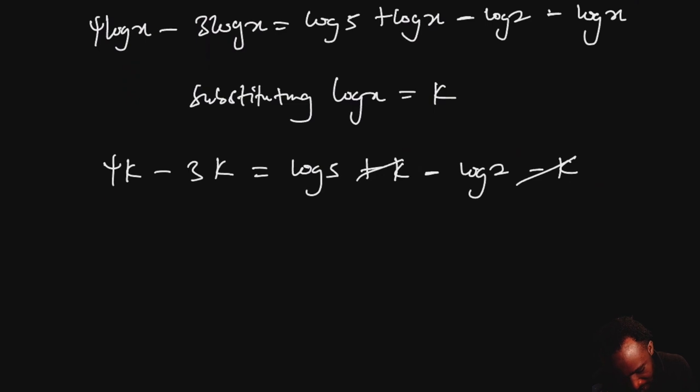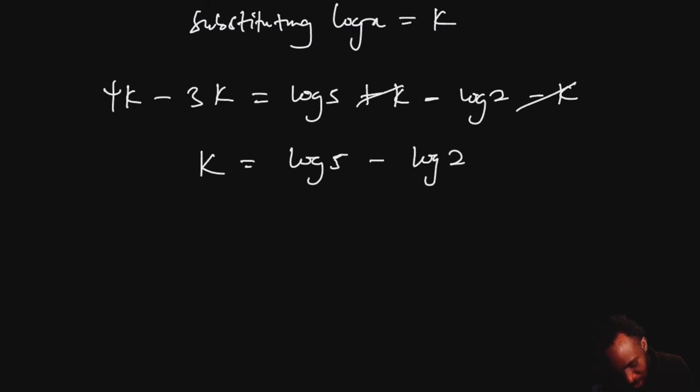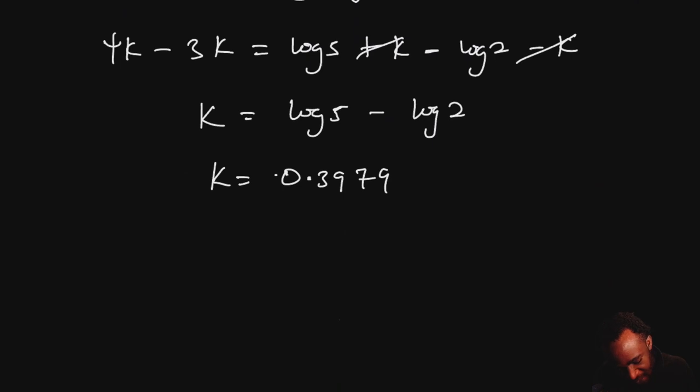And then what are we going to be left with? We also have here 4k minus 3k. So it's going to be k is equal to log 5 minus log 2. And then we punch this into our calculator real quick, log 5 minus log 2, and then we get k to be equal to 0.3979. And then we know that k is equal to log x. So log x is therefore equal to 0.3979.